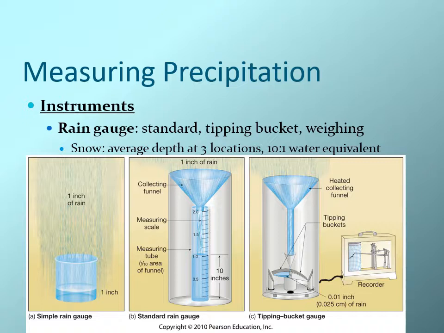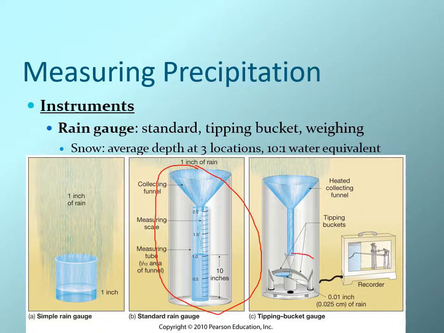The most common is your standard rain gauge, and it's still the most accurate. And it's super easy. You just read how much water there is in this tube, and it tells you how many inches of rain there is. And you might see here, it says 1 inch of rain equals 10 inches in the real world. That's because we have all that rain on top funneled into a smaller area.